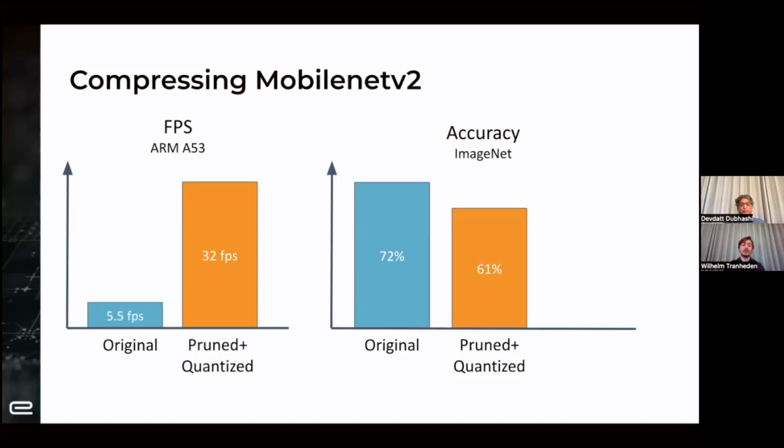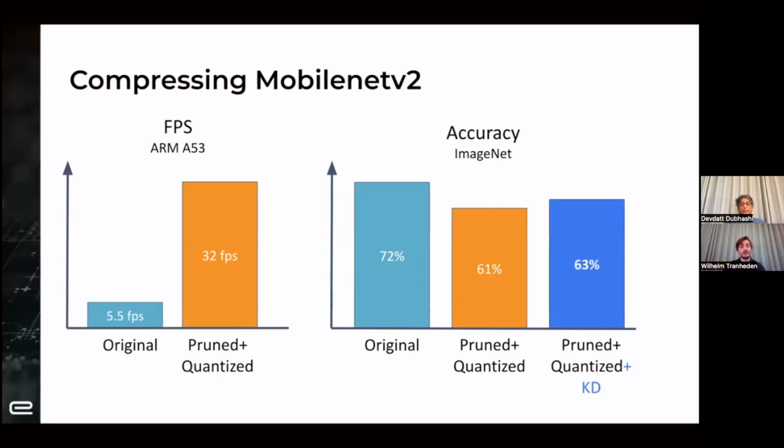And now, knowledge distillation can come to the rescue because we can use this original model. We can distill the knowledge to the compressed MobileNet v2, and you can actually recover a significant portion of this well-performing original model. So we can jump from 61%, from this very aggressively compressed model, and we can bump that up to 63. So now we actually recovered some of that performance. And this distilled model still has the benefits of the compressed model. It is the same kind of model architecture. It has the same pruning and quantization level. So it is still very fast on the hardware. It will have this 32 frames per second.